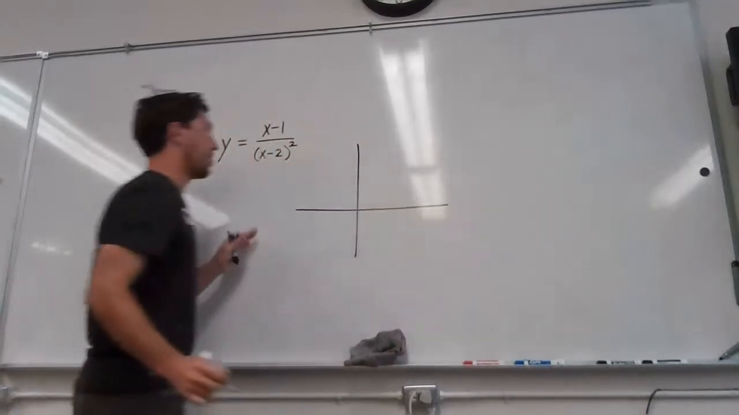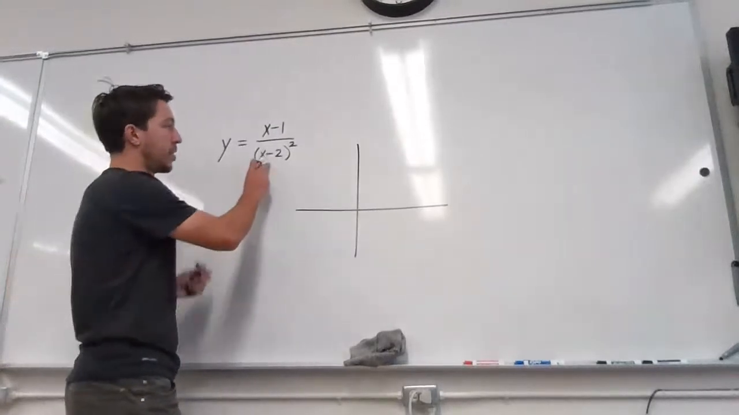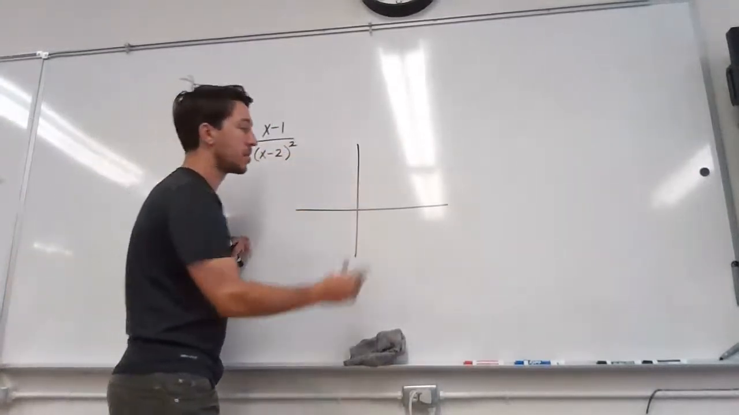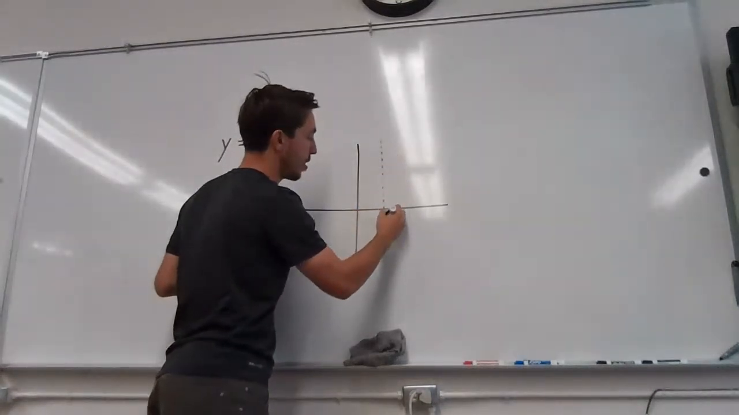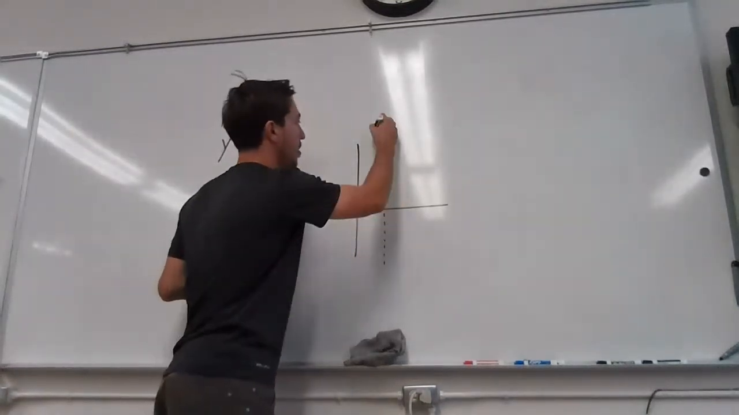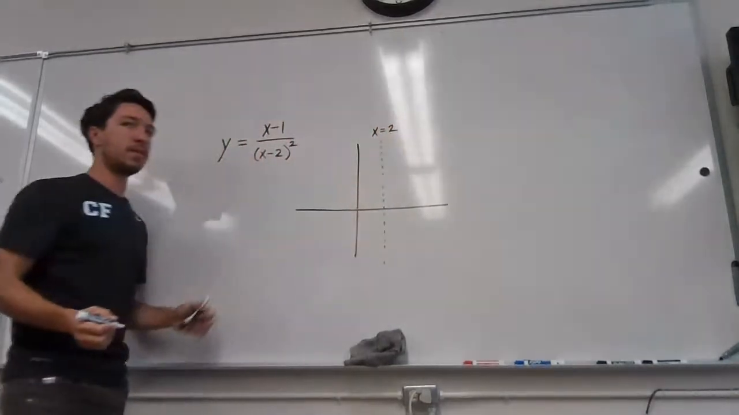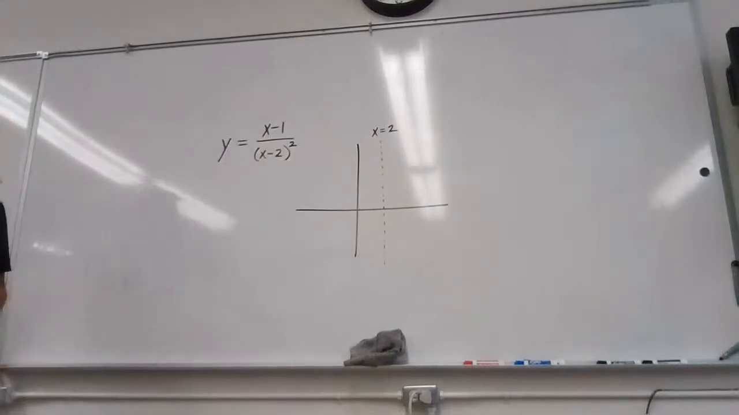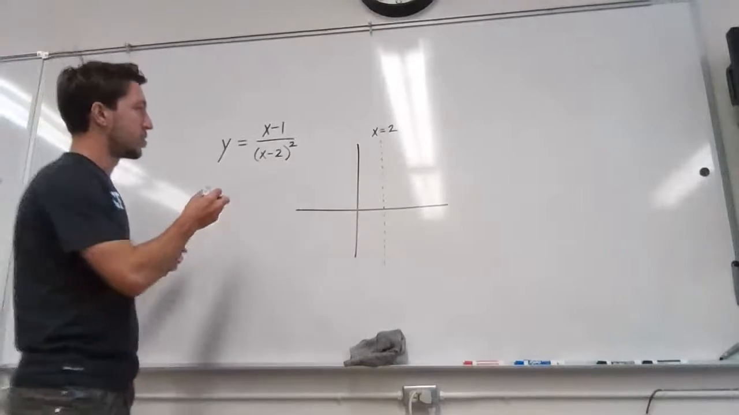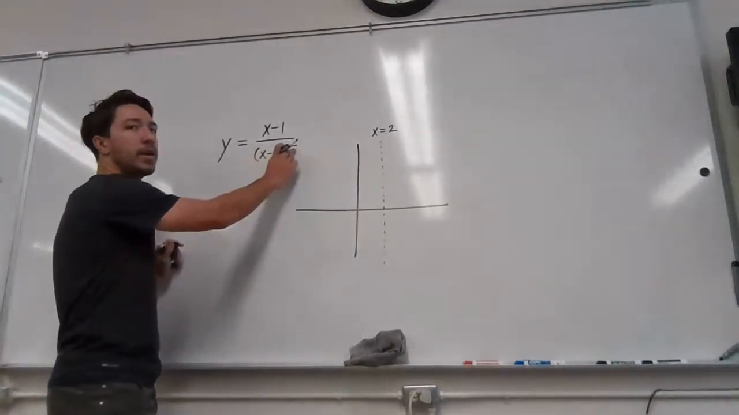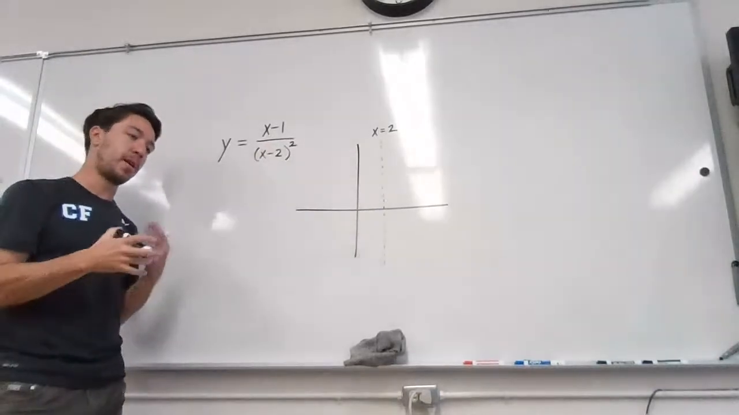Who can tell me one fact about this function? Anyone? X can't be 2. And then what does that create on the graph? A vertical asymptote. So just like the first example, this one also has a vertical asymptote. This asymptote's a little bit different though. It has different behavior than the first one we looked at. Yes, it does. Okay. Because of this square, you might call this an even asymptote as opposed to an odd asymptote.